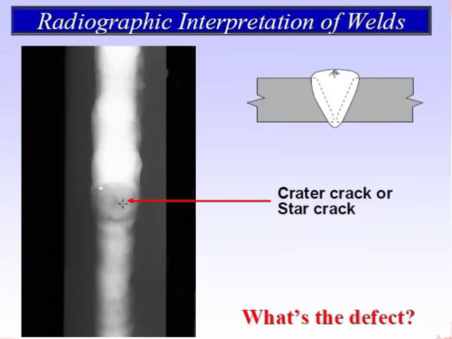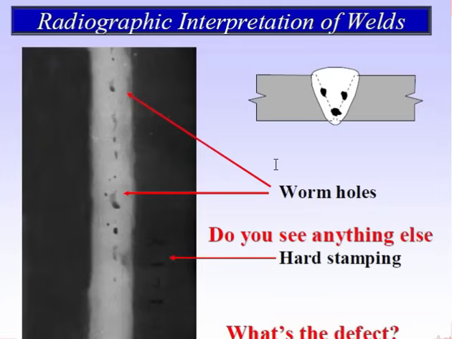You see star cracks. This is called star, and it definitely happens in the stop and start area. Scatter crack or star crack. You can see in the cap area you can find this type of defect. This hole is called the wormholes. You see the wormholes look this way. So this is called wormhole. Do you see anything else? Yes, hard stamping. You can see the hard stamping also comes in the radiographic image if it is marked on the weld joint.